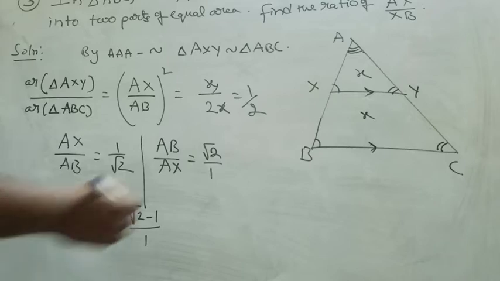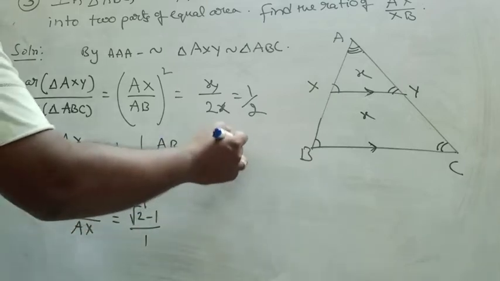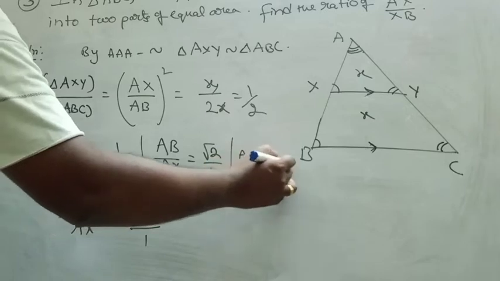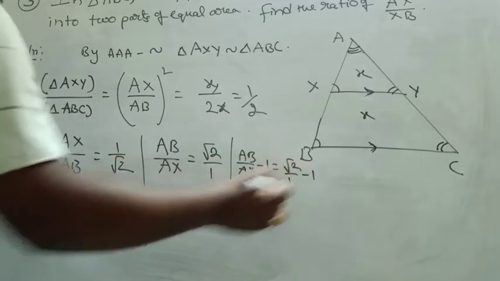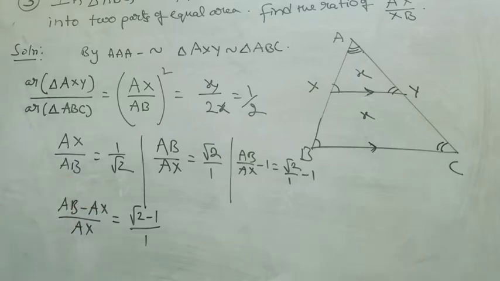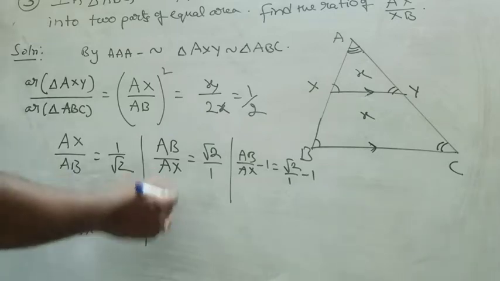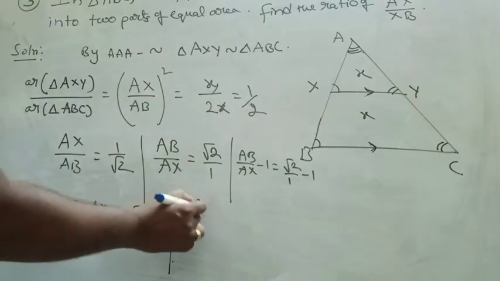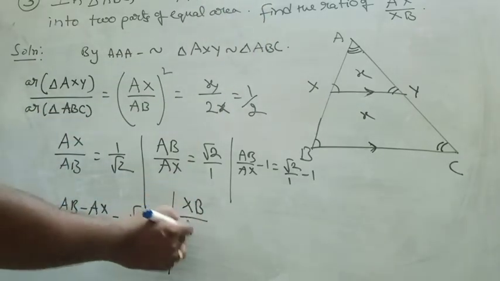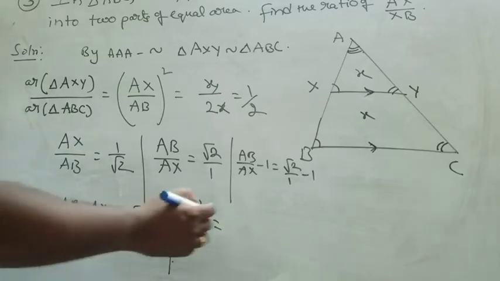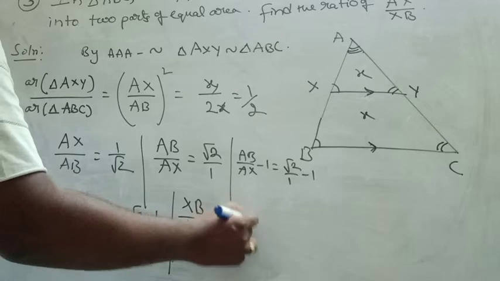Because what we are doing is just subtracting. That means here I am writing AB by AX minus 1 is equal to root 2 by 1 minus 1. Then if you take the LCM, this becomes AB minus AX by AX equal to root 2 minus 1 by 1. Now AB minus AX is nothing but XB, so XB by AX is equal to root 2 minus 1 by 1.